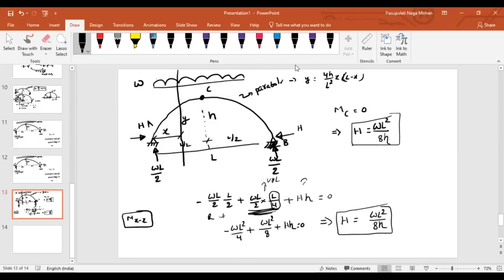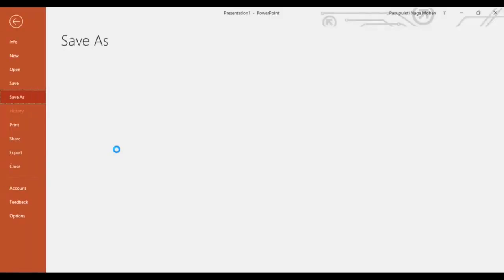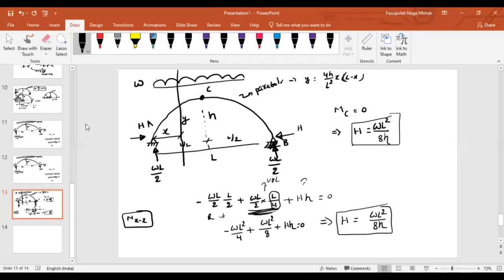How much are you getting? Please try it and let me know. How much are you getting, guys? Shall we continue in the next class? Meanwhile, you tell me this value, okay? Solve the problems. Sir, WLX divided by 2.